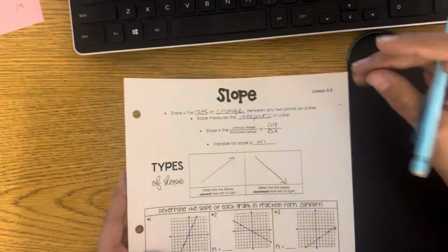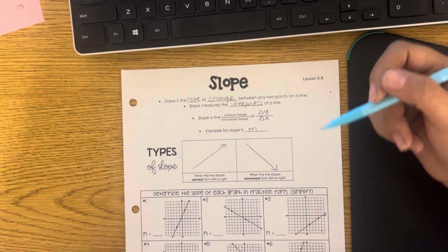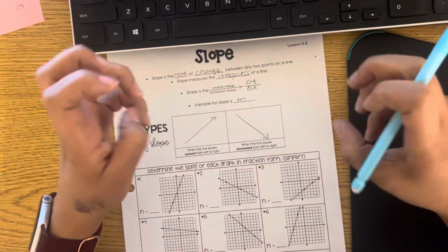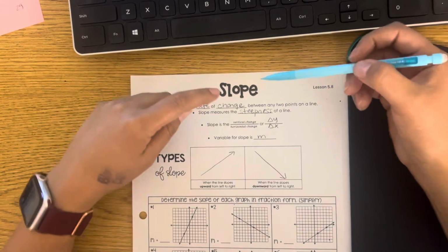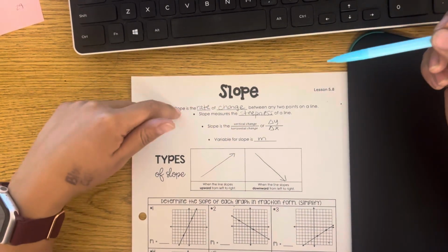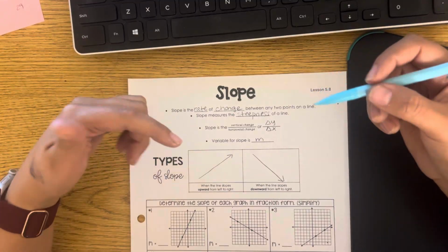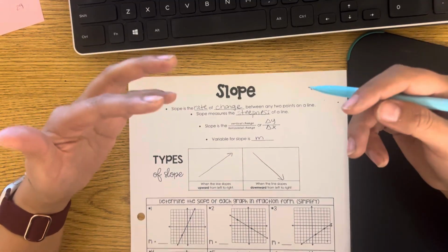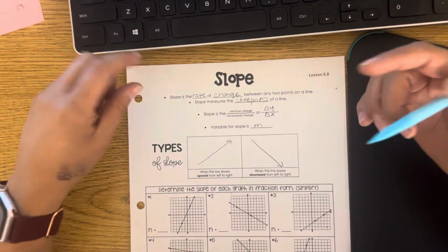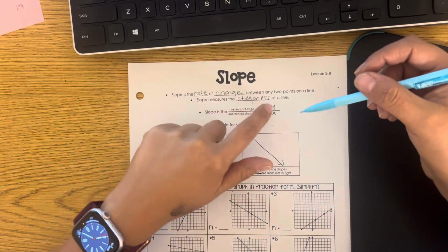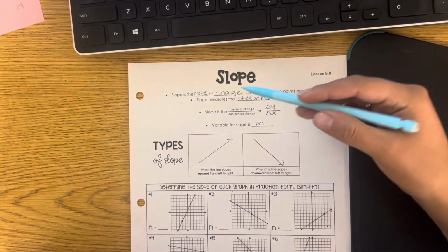So what we are going to introduce is something different that helps us still find the rate of change in a way, where we introduce something called the slope. Now, the slope is the rate of change between any 2 points on the line. Same thing kind of, I guess, as your y over your x, but a little different. The slope measures the steepness of a line, so how steep the line is.